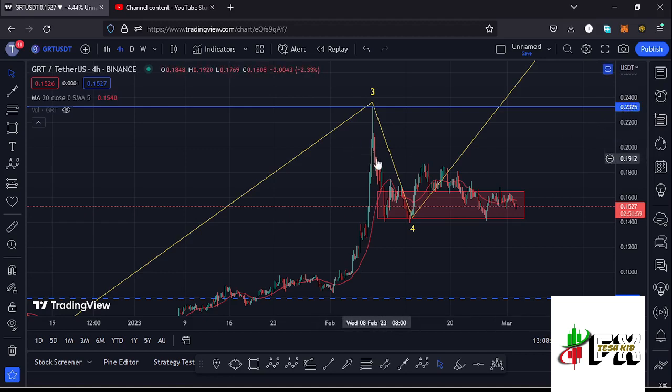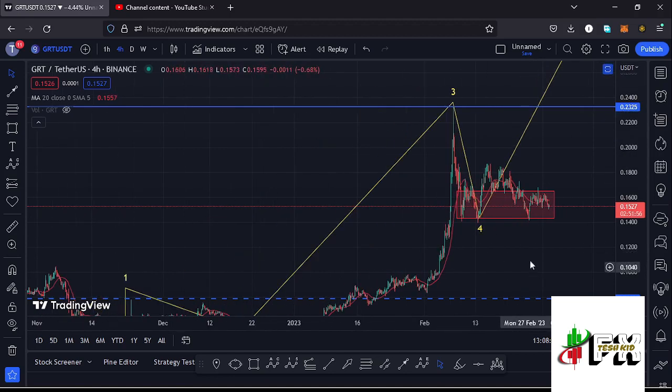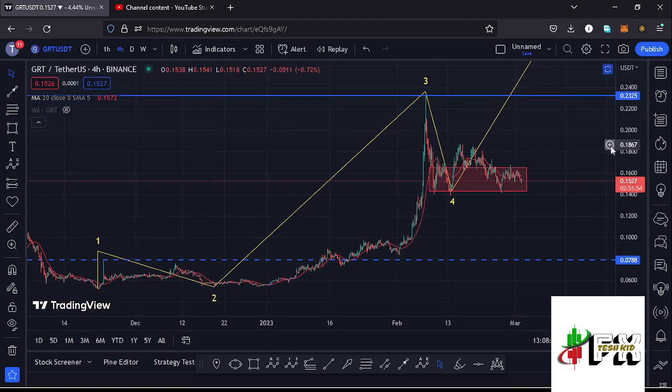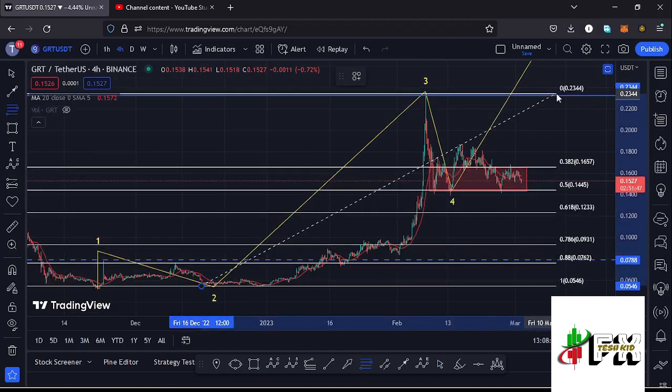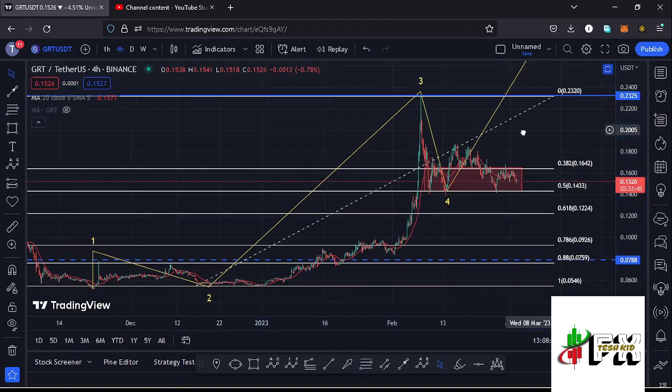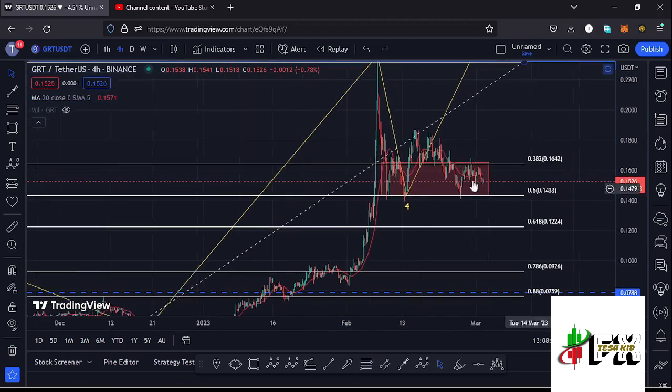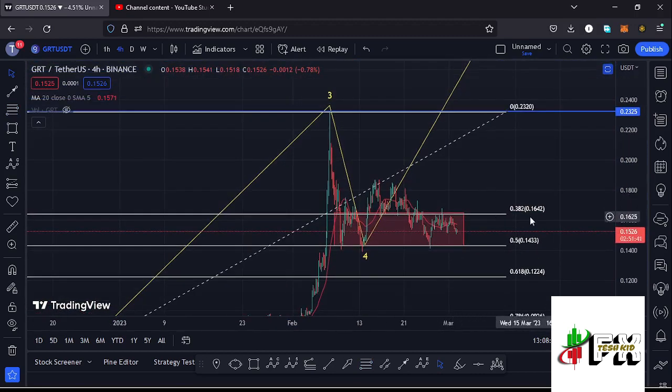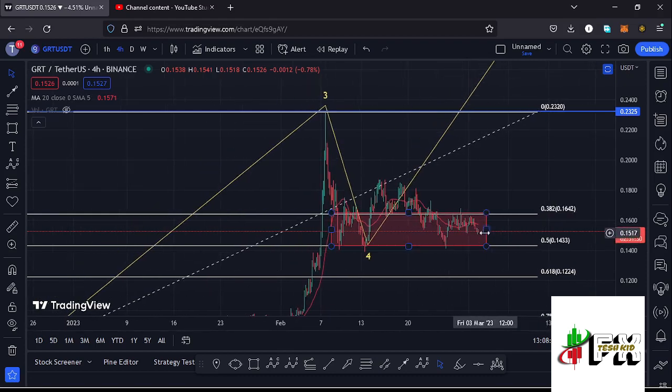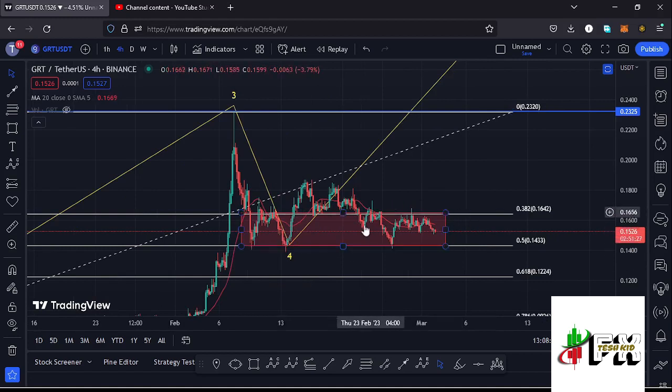After seeing the high for that wave 3, what we expected next was a corrective structure in the formation of that wave 4. Using the Fibonacci, connecting from the low of the second wave to the high of that wave 3, that gave me a minimum retracement area in the formation of that wave 4 between the fib level 0.382 and the fib level 0.5, which is an area that lies between the $0.1642 mark and the $0.1433 mark. And it is within this red target area that I was expecting to see the low for this fourth wave to the lower side.